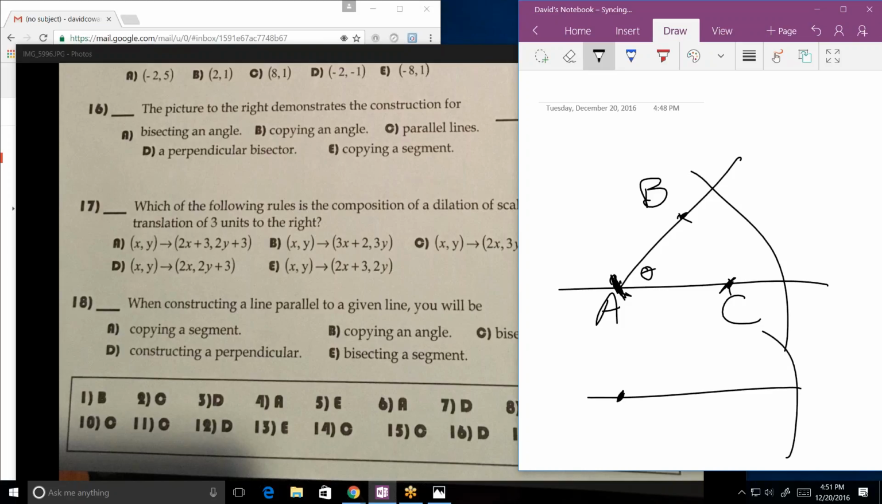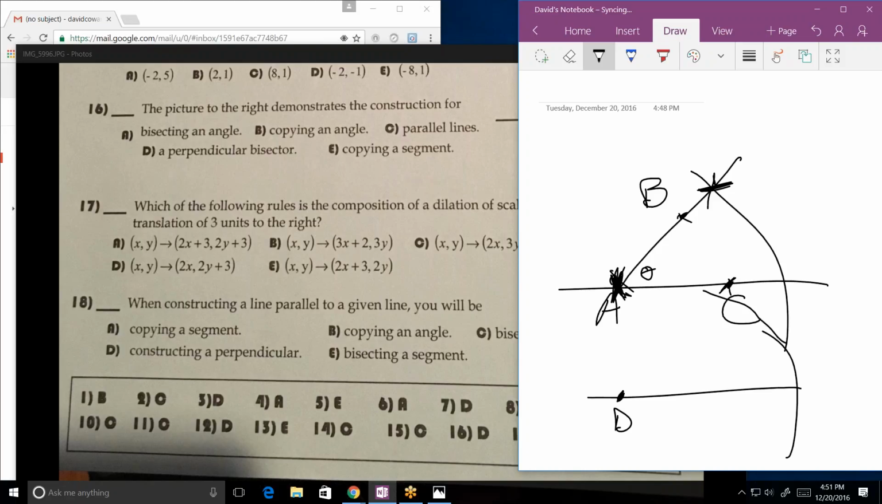And then you measure the distance from where the arc intersects both sides of the angle. So like if it went through B and C, it's always going to be the same distance. In other words, from that point to that point is always going to be the same distance. So what you're doing is you're measuring. Let's say it went through points B and C. You measure the distance between points B and C.